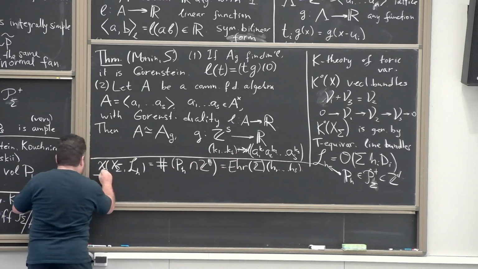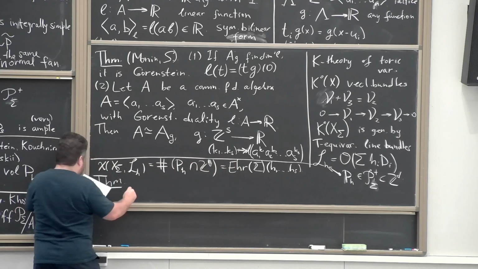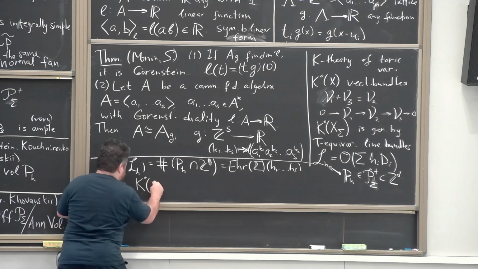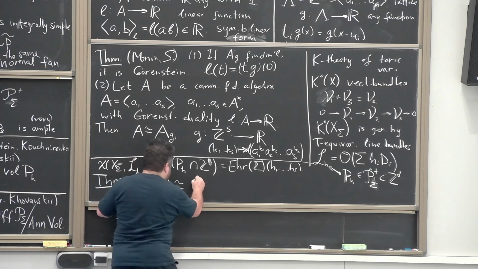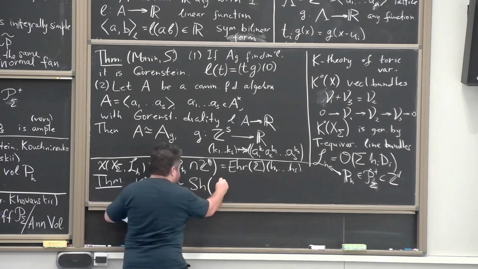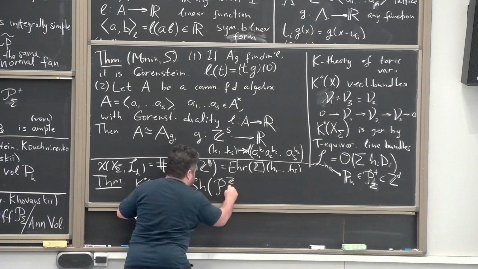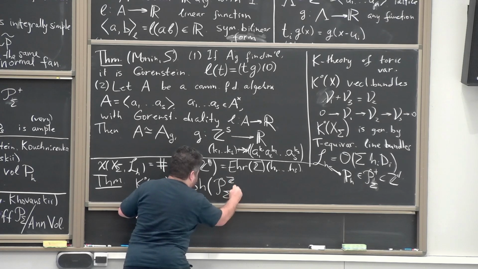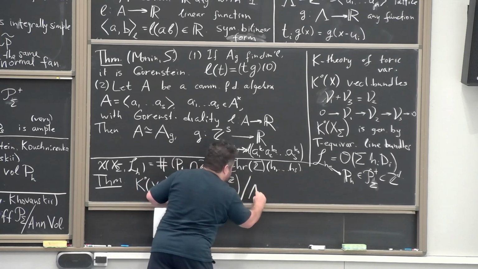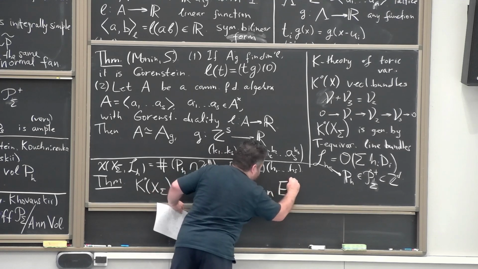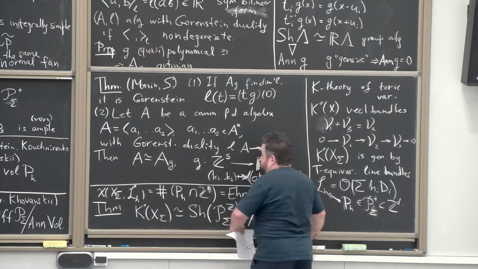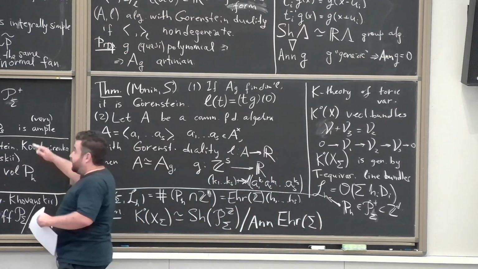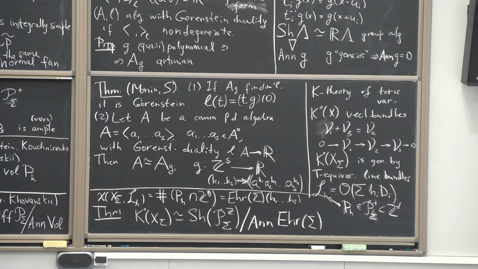And finally, the theorem is that K naught of X sigma is the shift algebra on the lattice of integral virtual polytopes with a given normal fan modulo the annihilator of the Ehrhart polynomial of sigma. So this is quite parallel to what we did in the toric case, but instead of the volume, you'll need to consider the number of integer points.